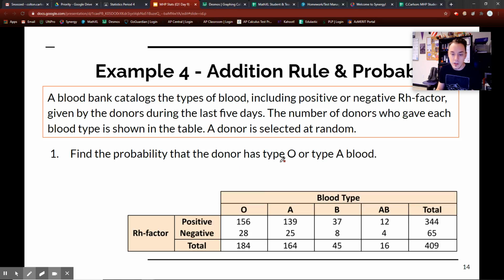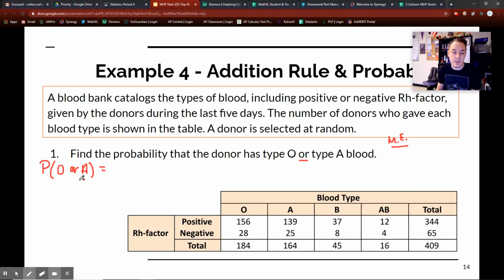Find the probability that the donor has type O or type A. Okay, so what is that? So type O or type A. So the probability of O or A. Now we need to find whether or not it's mutually exclusive. Can A have anything to do with O? Do they overlap? Does O overlap with A? And we see that they clearly don't. An O blood type is definitely not an A blood type. So that means they're mutually exclusive.